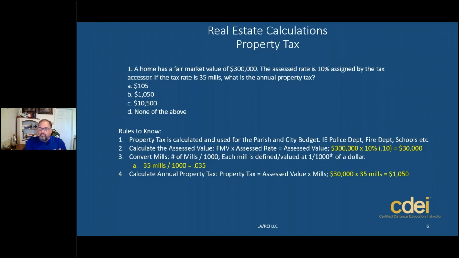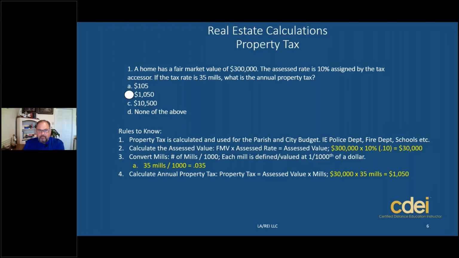Then my last step is calculating the tax, which is I'm going to take my assessed value that I calculated earlier times the amount of mills. So that's $30,000 times 35 mills, or 0.035. All I did was take 35 divided by 1,000, and I get 0.035. And that gives me $1,050. So we're talking about answer B.